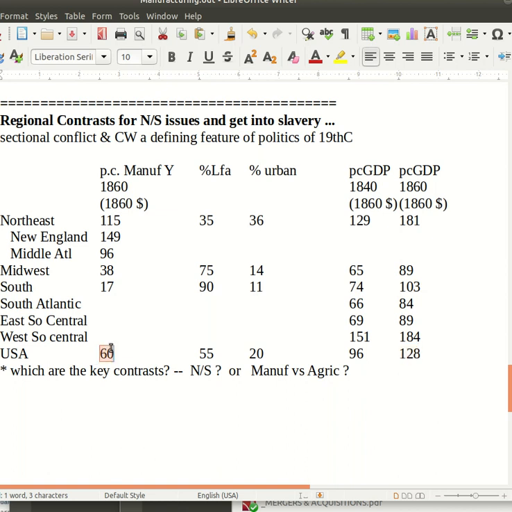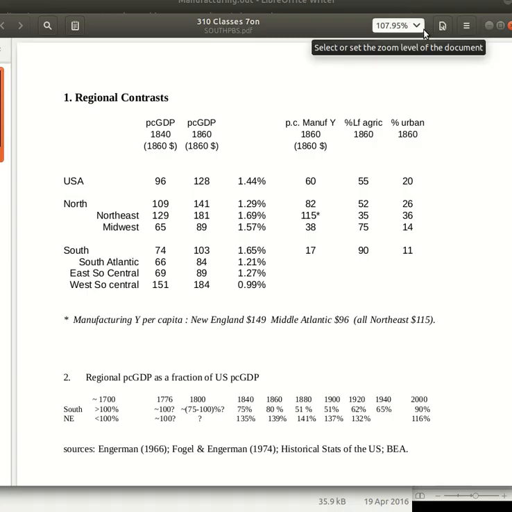With the U.S. at $60 in per capita manufacturing, one thing to do is to focus on the South and say, look, the South, only $17. The South is non-industrial. There you go, talking about a South-North issue if you want. You could focus on the North as a whole. Okay, here's the number we've looked at earlier. This is making more sense now.